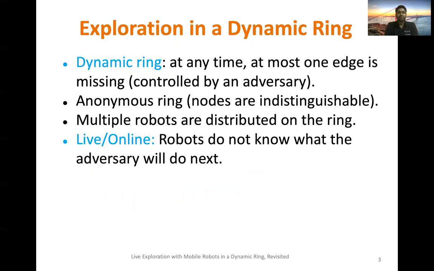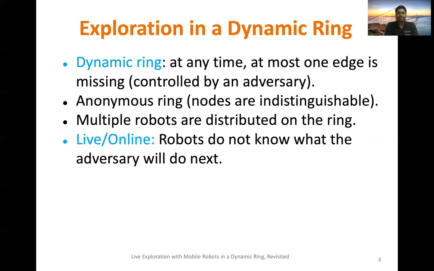We studied this problem in a dynamic ring. The dynamic ring is basically an edge removal ring where at any time, at most one edge is missing, and this edge removal is controlled by an adversary. It's an anonymous ring, that is, nodes are indistinguishable. Multiple robots are placed in the ring on some nodes, and our goal is to explore the graph.